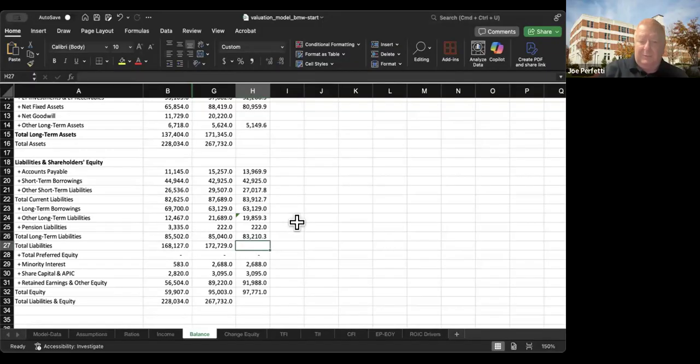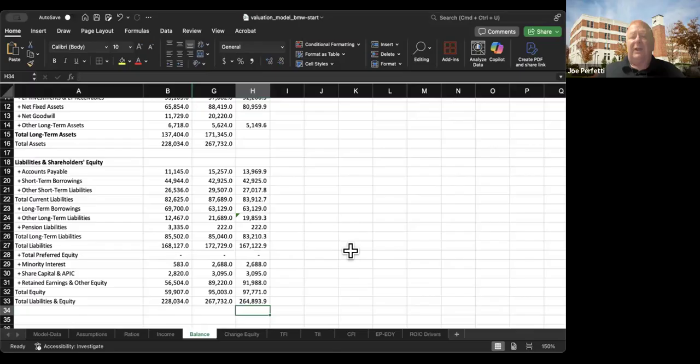Total liabilities equals current liabilities, H22, plus long-term liabilities, H26. Total liabilities of 167 billion, 122.9 million. And then finally, total liabilities and equity equals total liabilities, H27, plus total equity, H32, 264 billion, 893 point whatever and change. So that's our forecast for liabilities and equity for BMW in 2025.